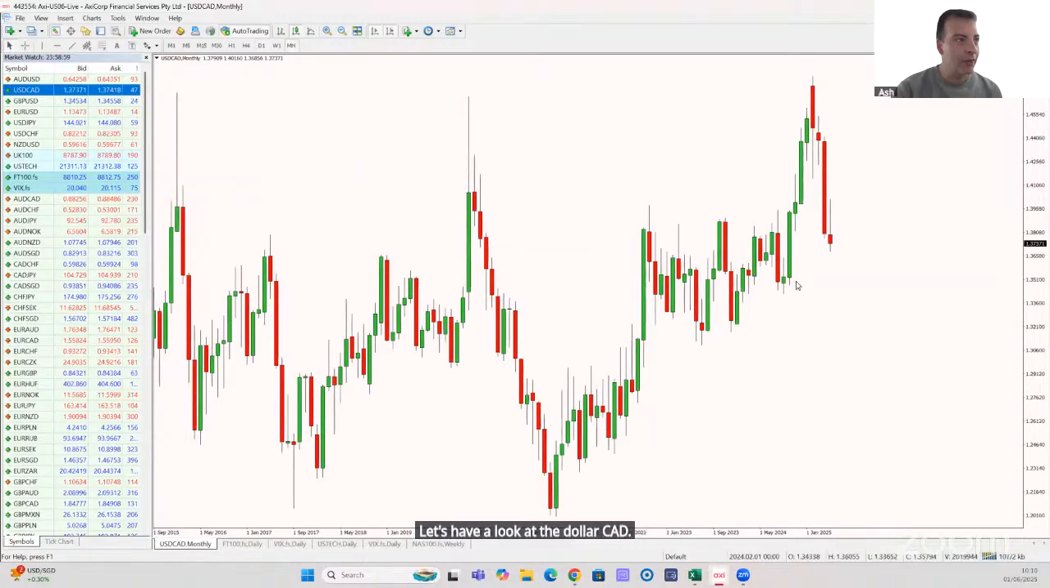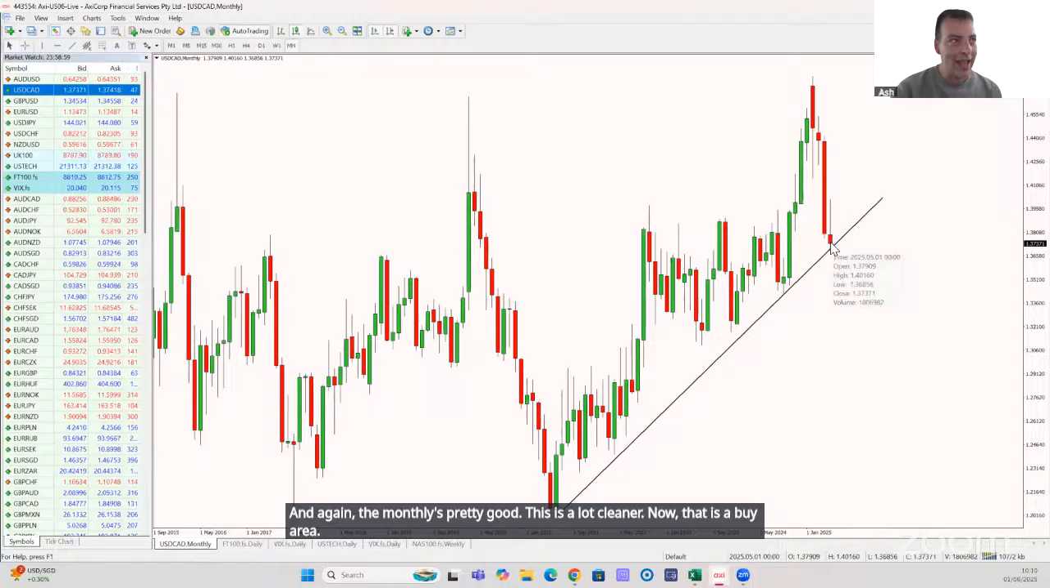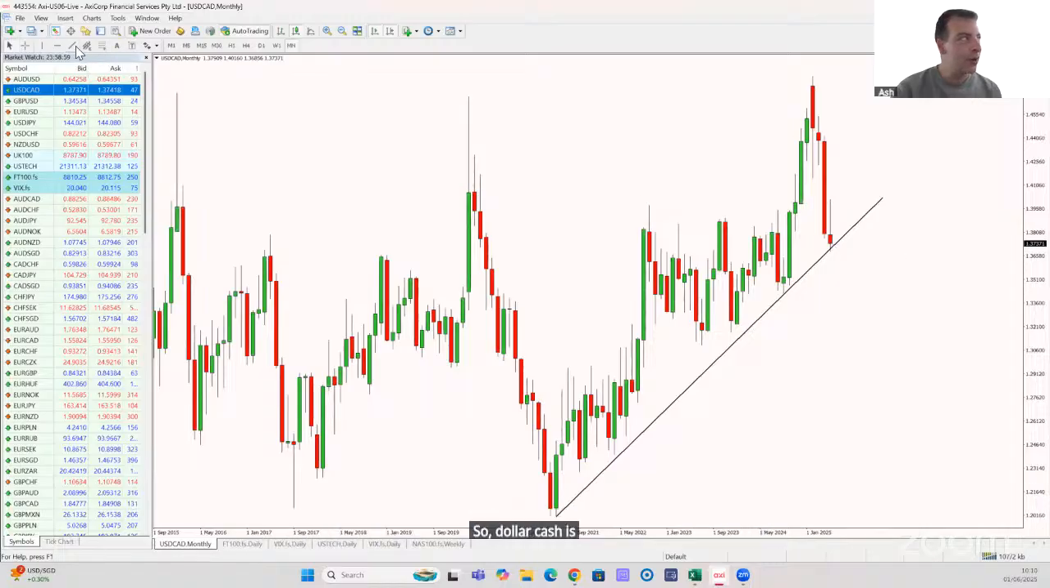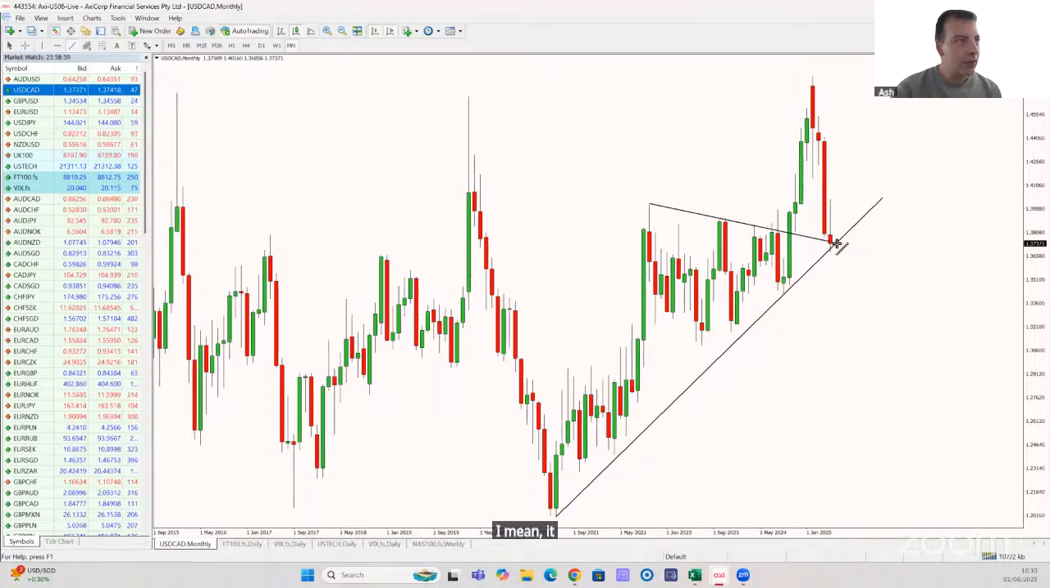Start again with the monthly. And again, the monthly is pretty good. This is a lot cleaner. Now that is a buy area. So dollar CAD is right on a buy zone. This is a lot cleaner. Now that's underneath. And it might be, you could draw it there instead. It might be this zone's a bit more questionable.